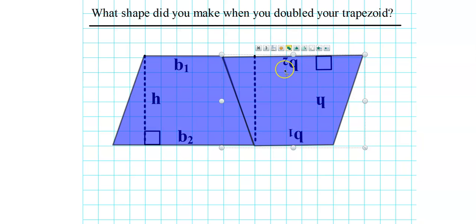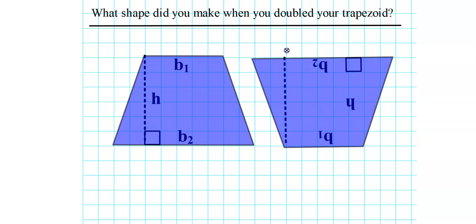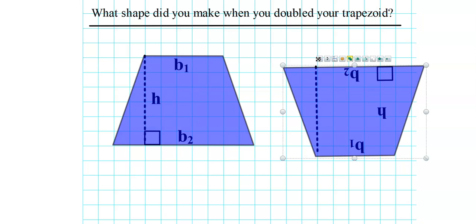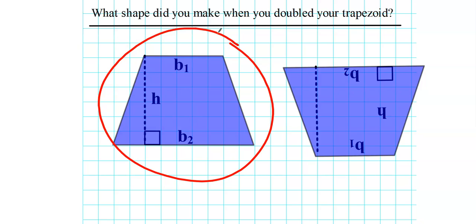So I don't have to duplicate it every time, right? Once I understand this is the process, then I could just look at 1 trapezoid and know that I'm going to be adding this plus this to make the whole distance across.